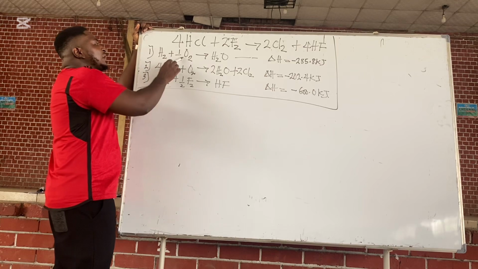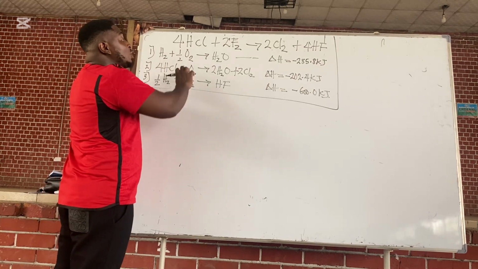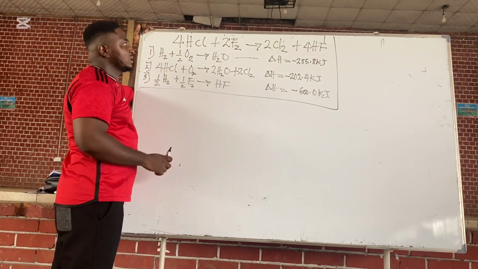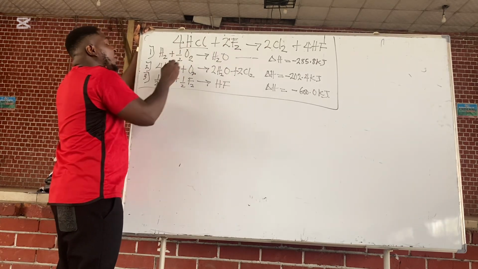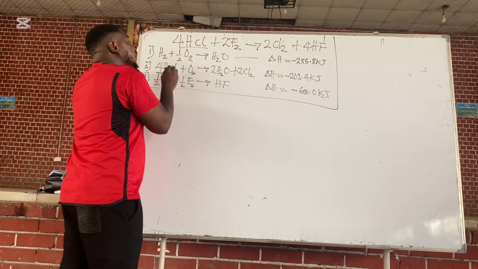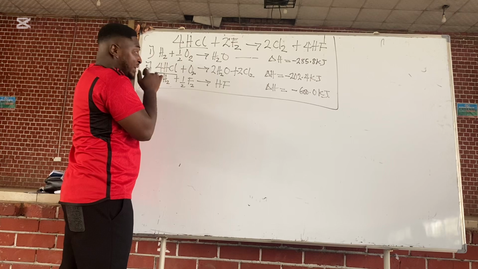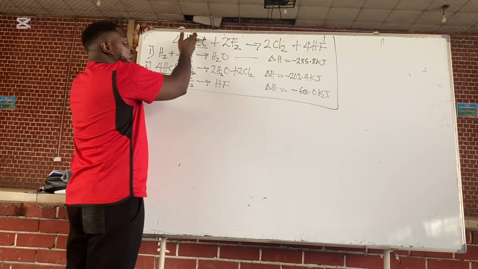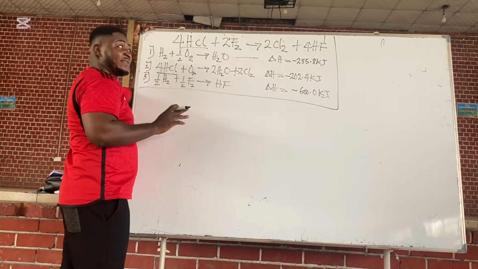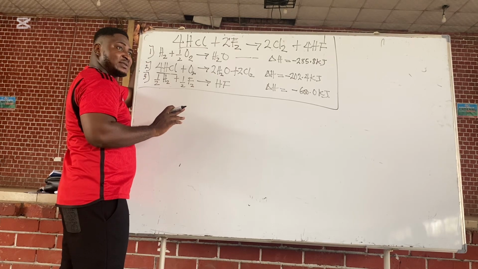Class, you need to look at these three equations and try to arrange them in this order. First of all, we're going to start with 4HCl. 4HCl is in equation 2, and it's exactly 4HCl, so we're happy with it. It's on the left. Who said right? Left.